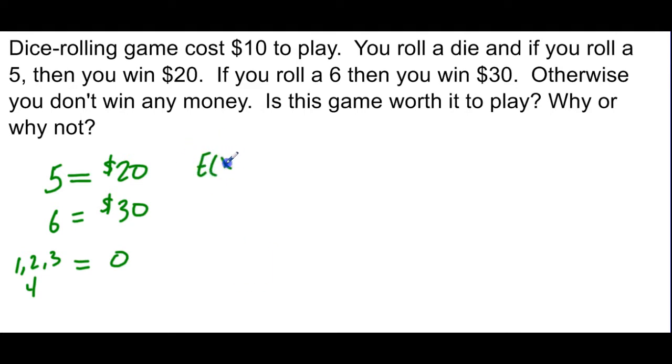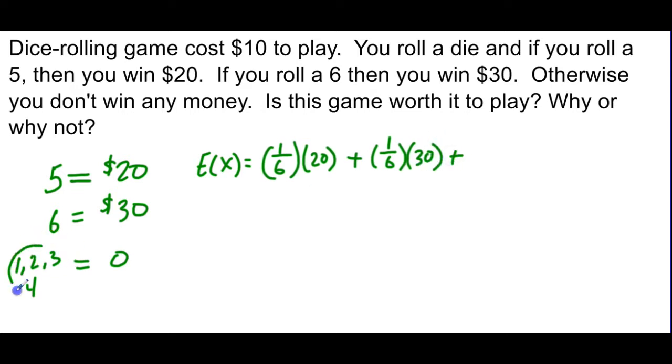So your expected winnings are this. If you roll a 5, that's a 1 out of 6 chance, and you get $20. If you roll a 6, which is also a 1 out of 6 chance, you win $30. For the rest, you'll win $0. That's 1, 2, 3, 4 out of 6, so a 4 out of 6 chance of getting 0.